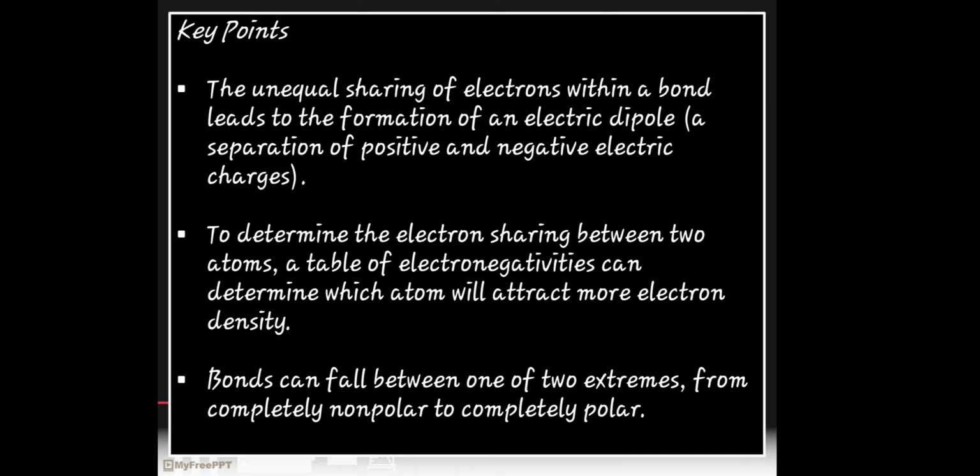These are the key points that we will be learning in this lesson. The unequal sharing of electrons within a bond leads to the formation of an electric dipole, or a separation of positive and negative electric charges. We will know that after this lesson. To determine the electron sharing between two atoms, a table of electronegativities can determine which atom will attract more electron density. And lastly, bonds can fall between one of two extremes, from completely non-polar to completely polar.